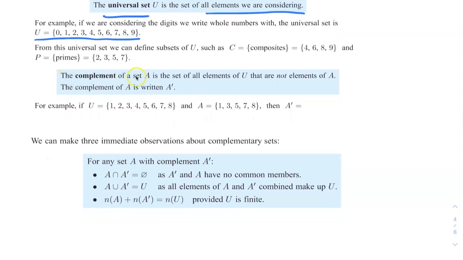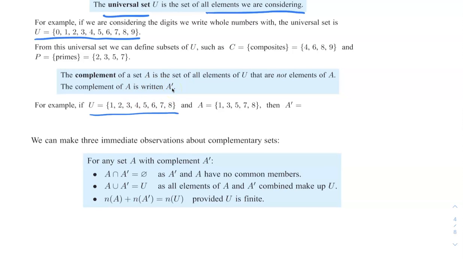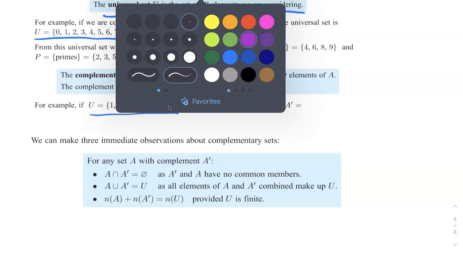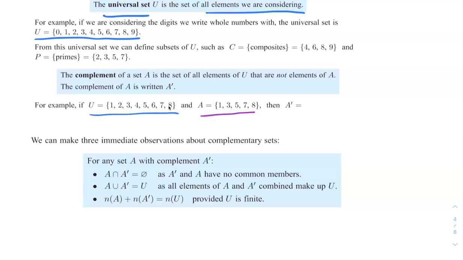The complement of a set A is the set of elements that are in the universe but not in A. So we write that as A prime. Let's do an example to make sure I hit it home. In this case, my universe is the numbers from 1 through 8, and A is just the numbers 1, 3, 5, 7, 8.